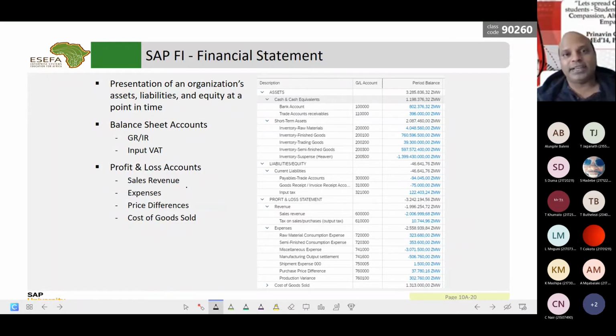I know some of you are tax students, some of you are auditing students, but auditors will also have to go and check out the financial statement of a company.